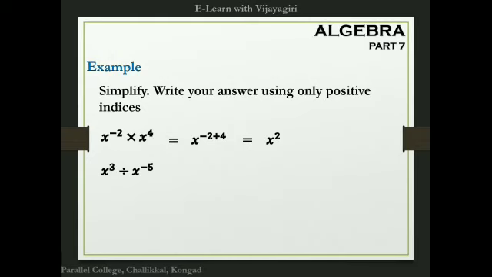X to the power 3 divided by x to the power minus 5. Here it is division, so we can use division law. So it will be x to the power 3 minus minus 5 and it will be equal to x to the power 8.